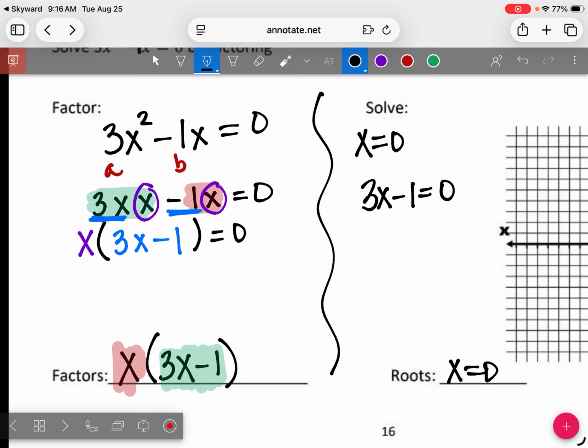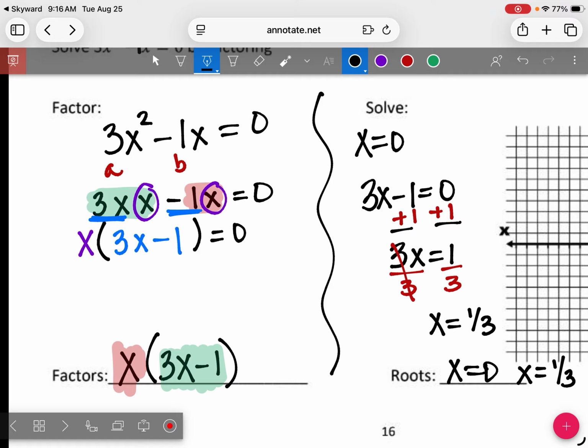So I'm adding the 1. And I'm dividing by 3. So x equals 1/3 is my second solution.